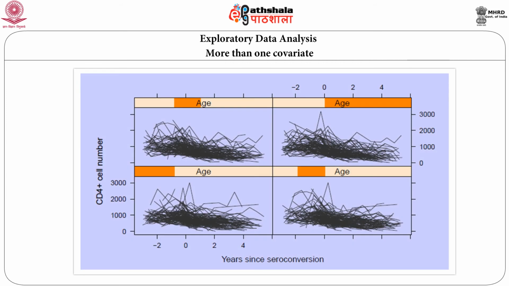Here we can see that CD4 is depleting with time since seroconversion, and the time trend is dependent on the age. For people with higher age, the rate of depletion seems to be faster than for people who are at lower age. It might have something to do with immunity. So here we have divided the data into 4 overlapping groups of age and plotted the responses.